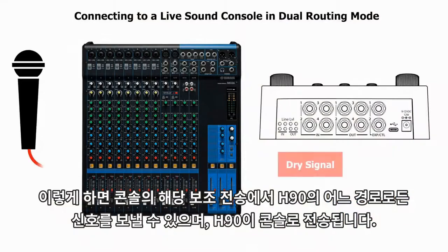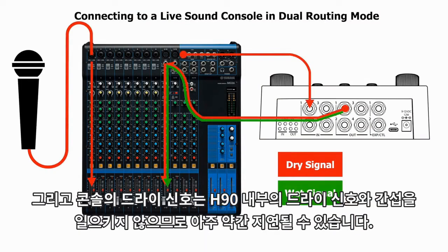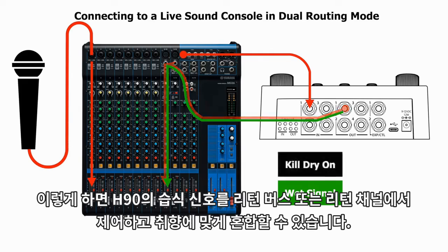This way, we can send signal to either path of the H90 from the console's corresponding aux send, and the dry signal from the console won't ever interfere with dry signal inside the H90 that may be delayed ever so slightly. It's common for this to result in comb filtering. This way, the wet signal from the H90 can be controlled on the return bus or return channels and mixed to taste.